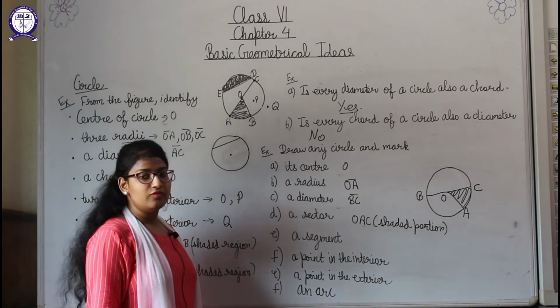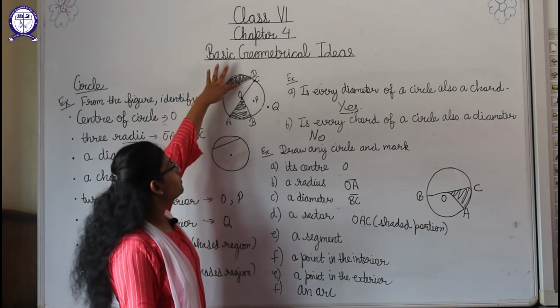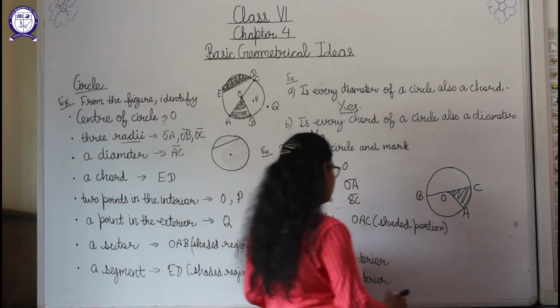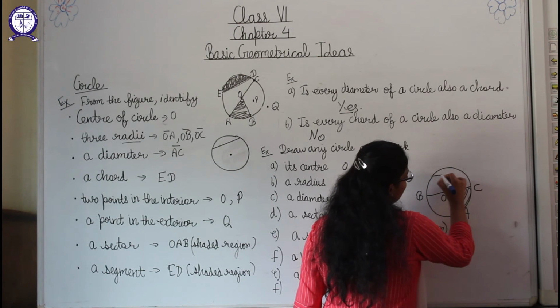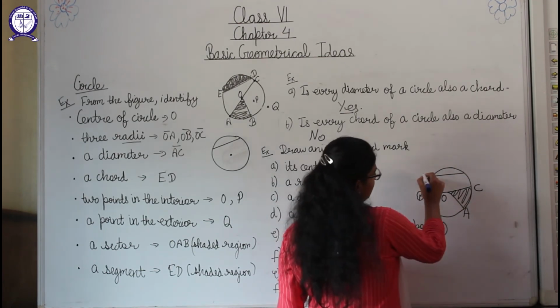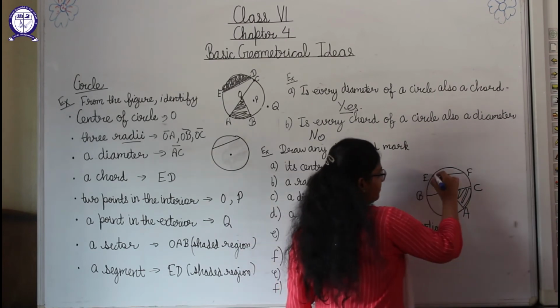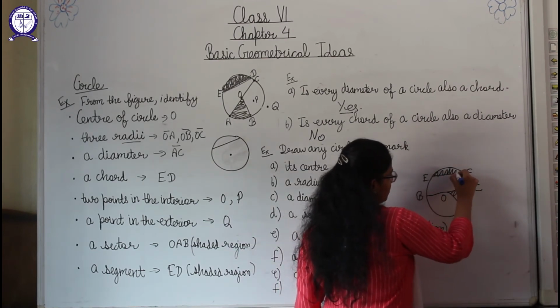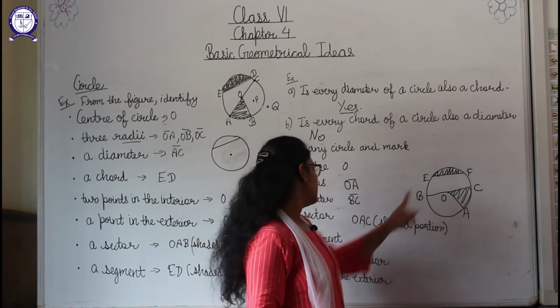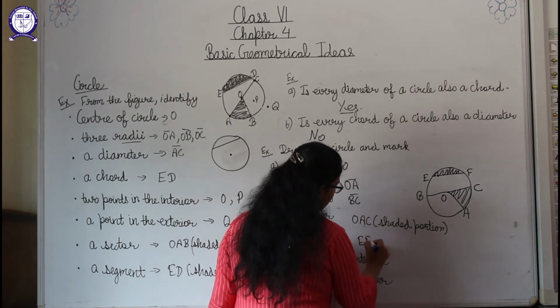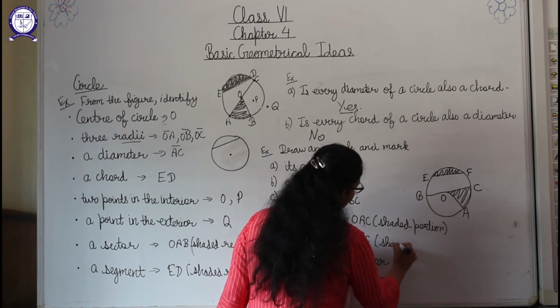Now segment, we know that when any chord includes any arc of the boundary, it makes a segment. So here I am drawing like this and naming it as EF. So EF is this and I am shading this portion. So this portion is called segment. Okay, so we will write EF here is a segment and the shaded portion is segment.